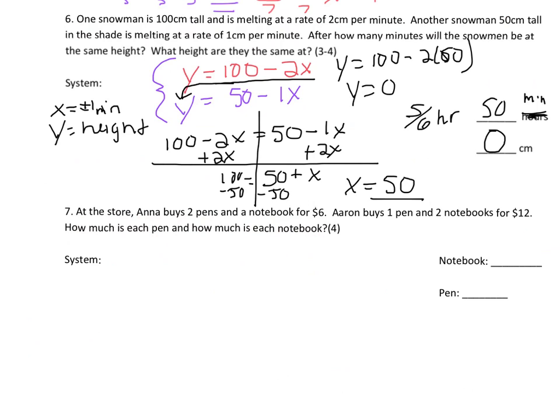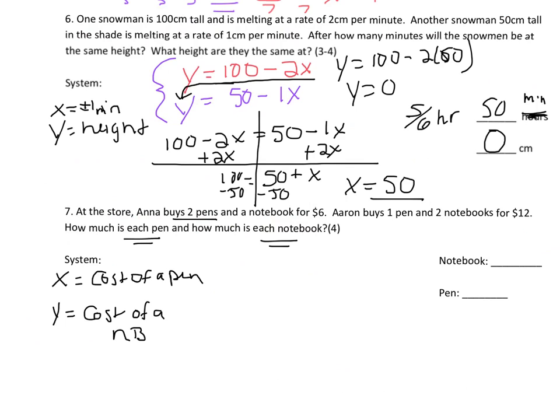So again, I like saying what my x and my y equals. So my x and my y, what we're looking for is the cost of each pen and the cost of each notebook. So I'm going to say the x is the cost of a pen and the y is the cost of a notebook. So now what do I know? That 2 pens, and sometimes it helps to write the variables right in there.